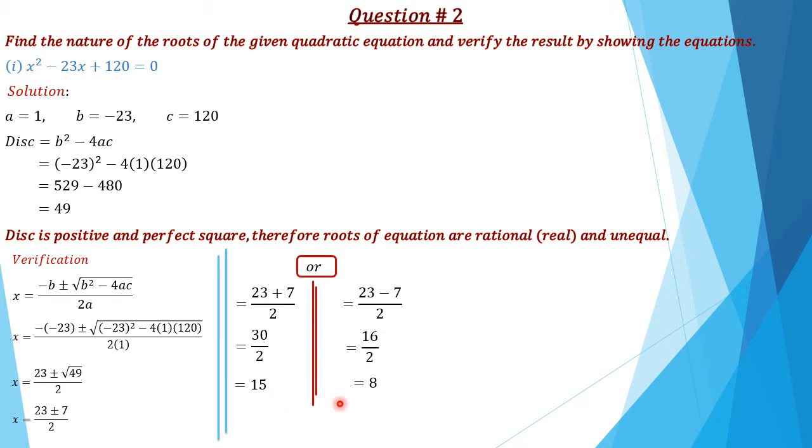Okay, dear students, these are the two numbers. Now how do you have to verify? Now it was given that the roots are rational and unequal. Now you can see these two numbers are rational numbers. 15 and 8 are rational numbers, and of course they are not equal but different. So it is verified. This is called the verification and this is your discriminant.